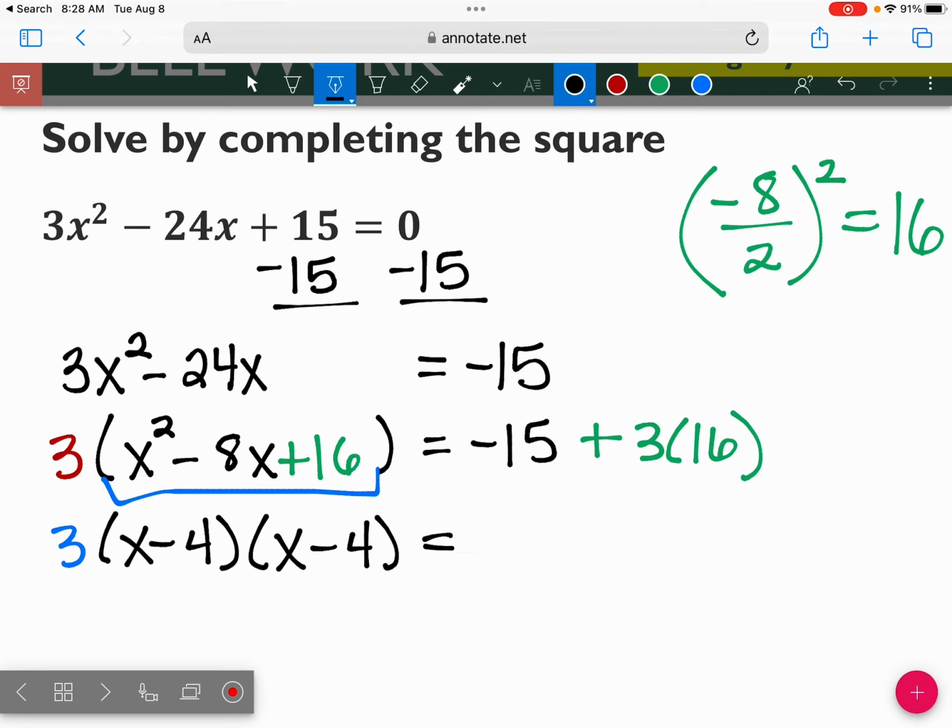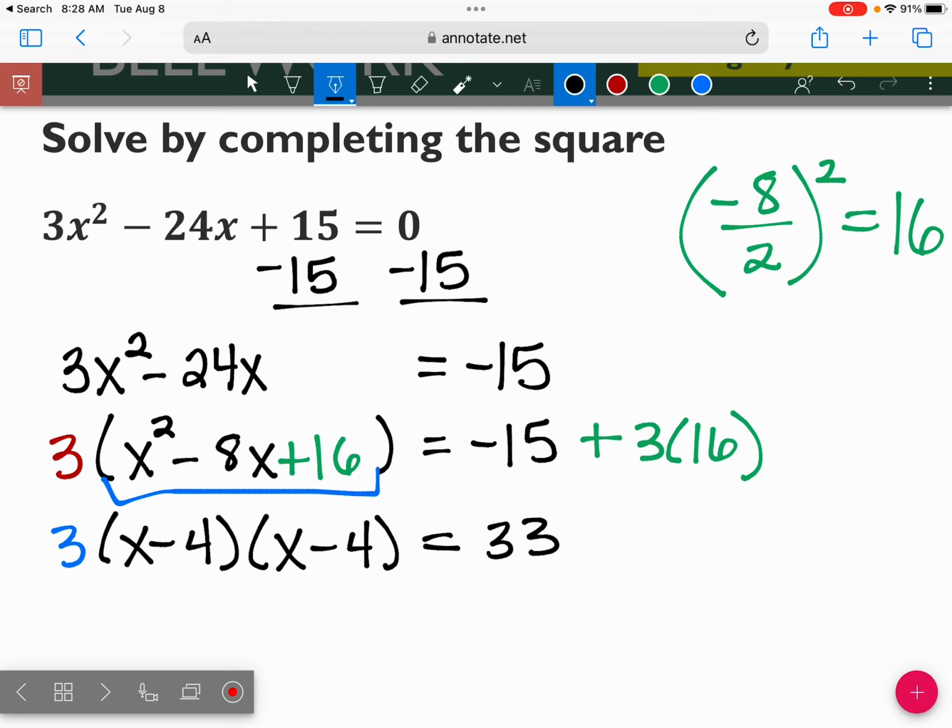Go ahead in your calculator. Figure out what this is. Negative 15 plus 3 times 16. What is this number? What is it? 33. Okay.